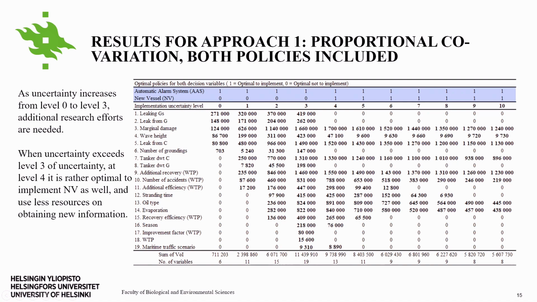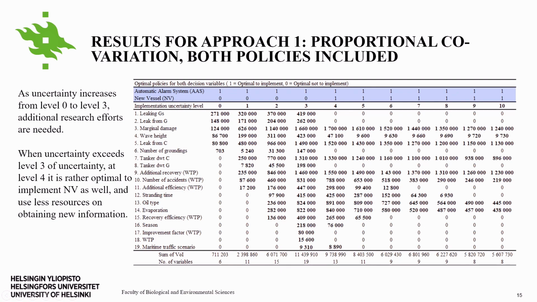But now we can see that if we look at the value of information, it increases to the point of level 3, and then decreases after that when we go to level 4. And this is the point where we also implement the new vessel. After this certain threshold, the information can no longer support the decision to only implement the alarm system. We also need the other policy option as well. So then our need for further information decreases.